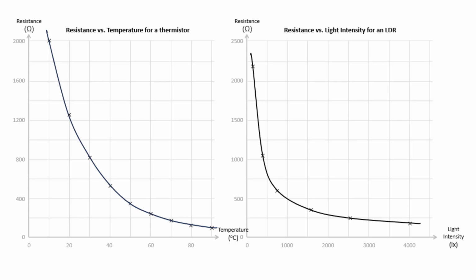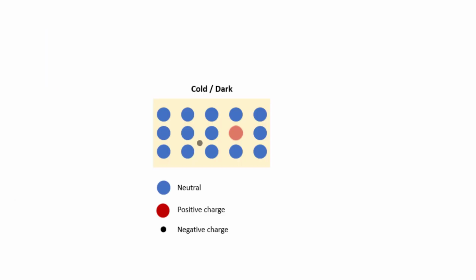You can see that the resistances of a thermistor and an LDR change in a similar way, and this is because the mechanism is similar for both. Both the thermistor and LDR are made of a material called a semiconductor. We can imagine the semiconductor has both positive and negative charges that can make up a current.